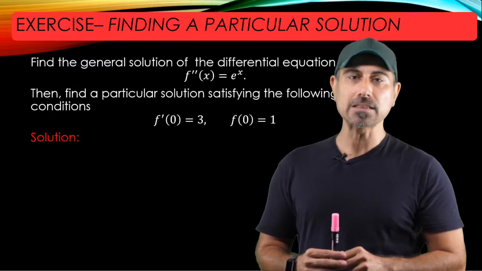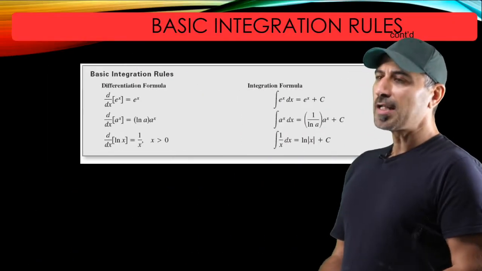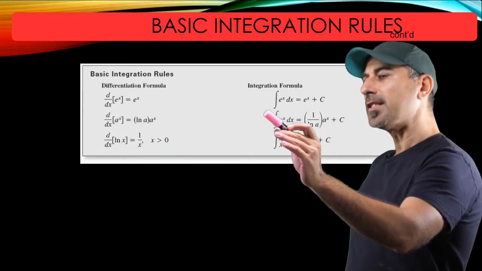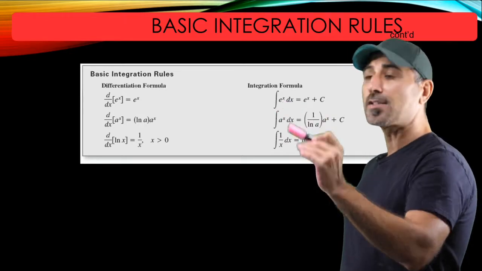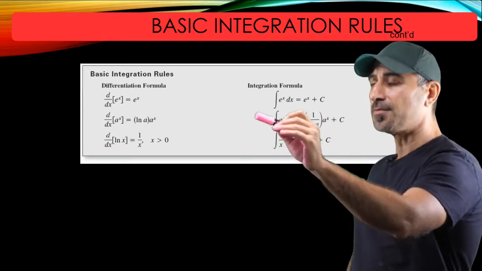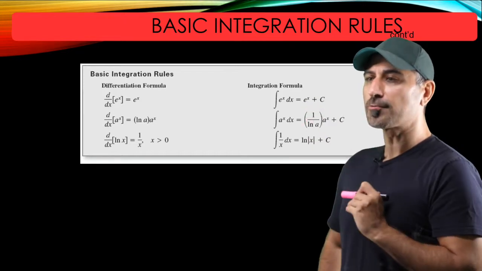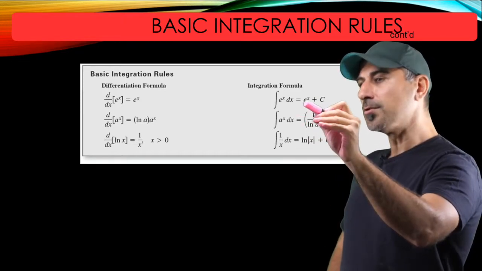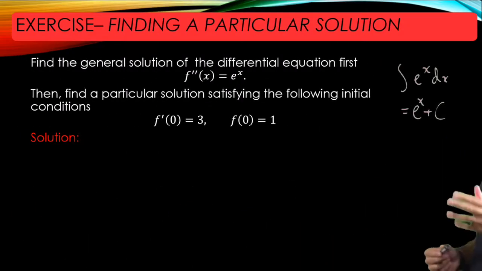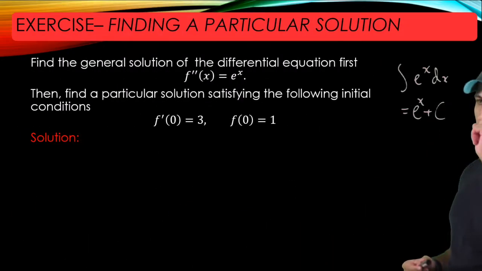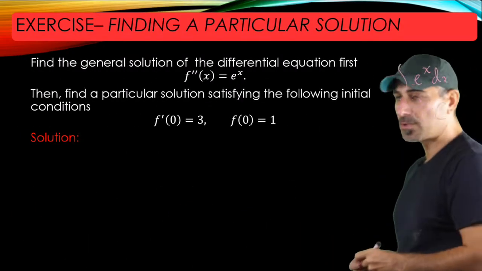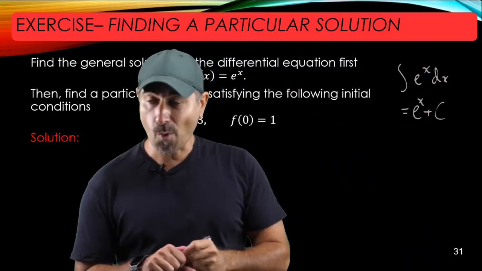a particular solution. At this moment, I just want to remind you that if you try to integrate e to the x, or find the antiderivative of the function e to the x, you get exactly the same function plus an arbitrary constant. And this is the rule that we're going to use in the next step. All right, I just wrote that rule here. So why don't we apply this rule to integrate f double prime twice?